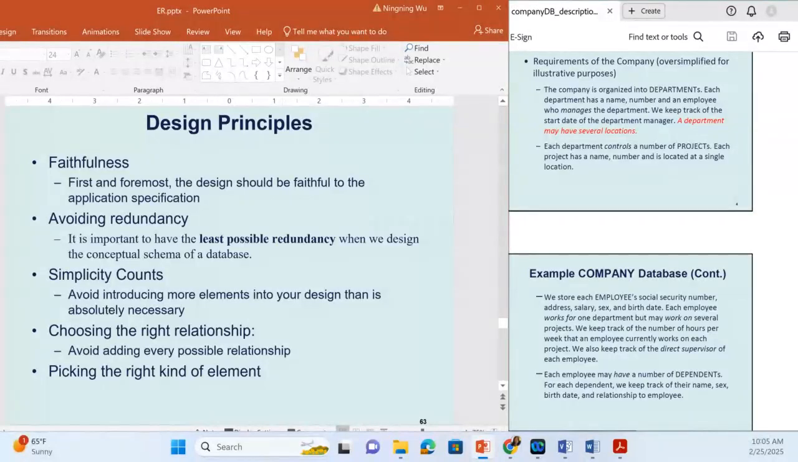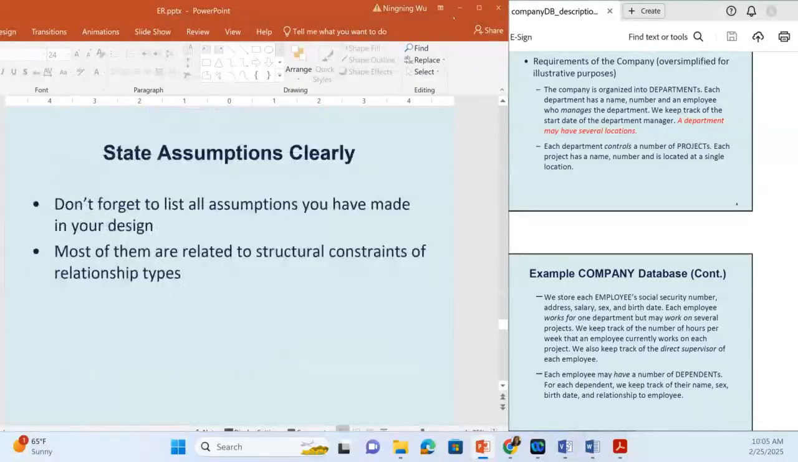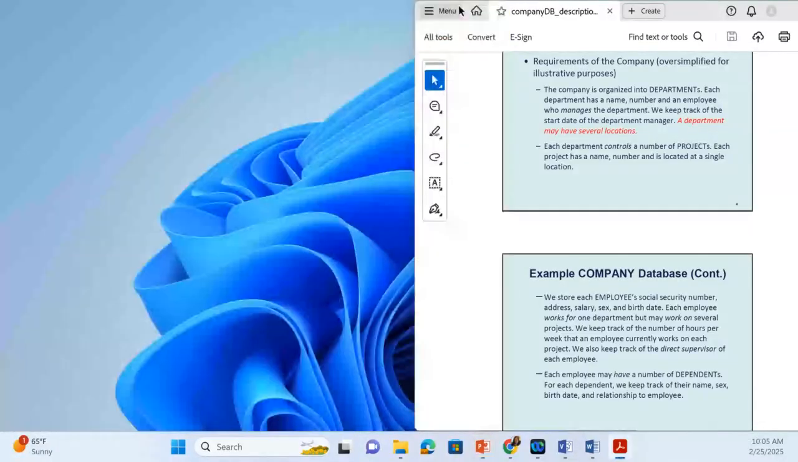Then choose the right relationship. So I think that also means that last one, pick the right kind of element. Here I want you to start working on a sample database. So let me bring my things so that we can learn together how to design the ER diagram.